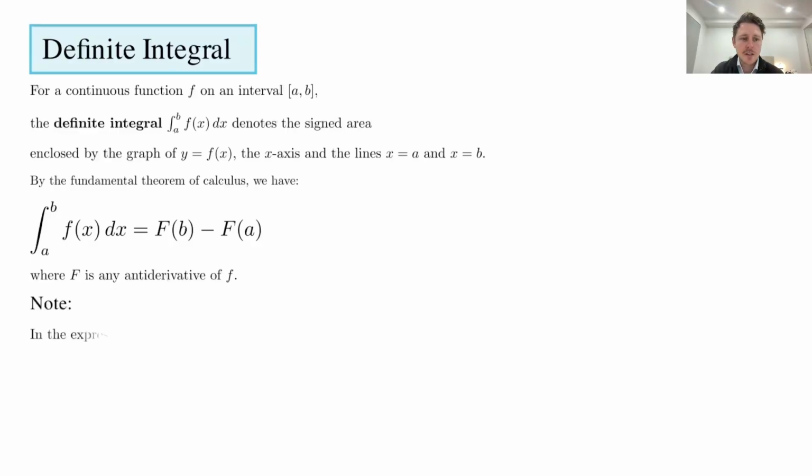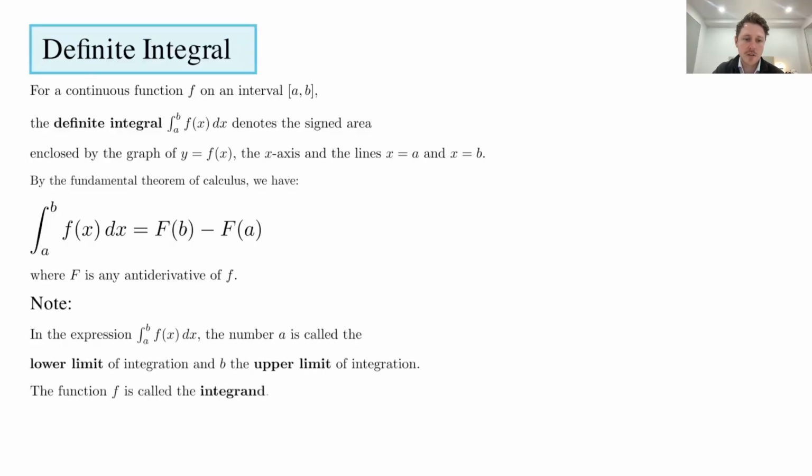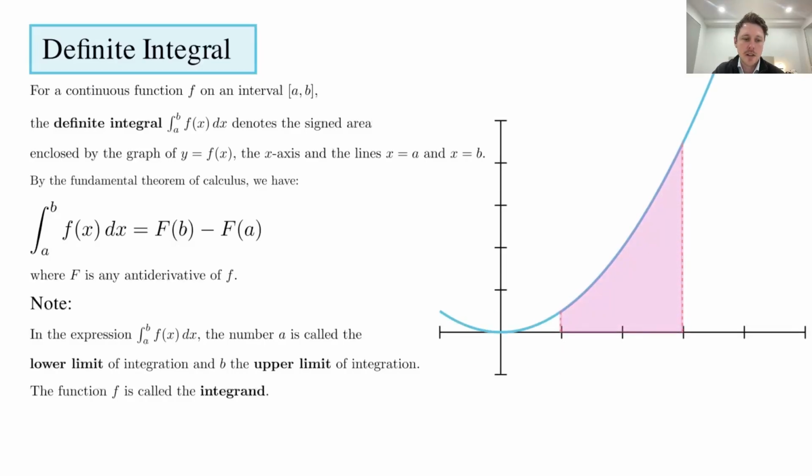Let's just be careful here as well. The a represents what's called the lower limit of integration, and b is the upper limit of integration. And the function f is called the integrand. I'll put some links below for the fundamental theorem of calculus explaining what on earth antidifferentiation has to do with area. But just to tie this together, you can see in this function here, we've just got in blue the function y equals x squared. And the left-hand edge of that pink shape is the lower bound of integration, which we call a, and the right-hand edge is b.